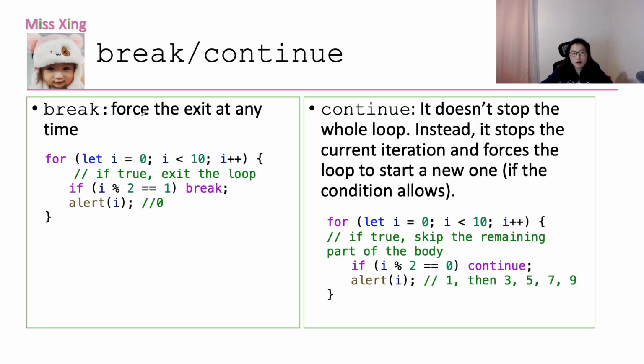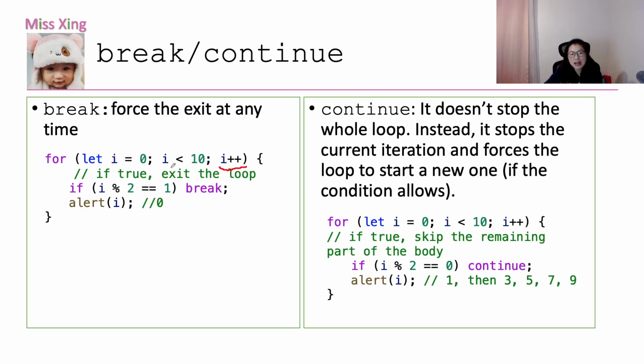Break will force an exit at any time of the loop. Here we have an example. For let i equals 0, i is less than 10. For any time i is less than 10, it is going to execute our loop body, right? And the step is i++, so every time i increases by 1.